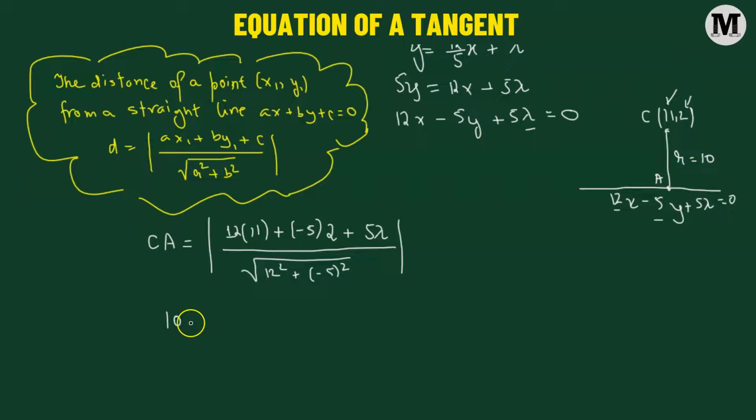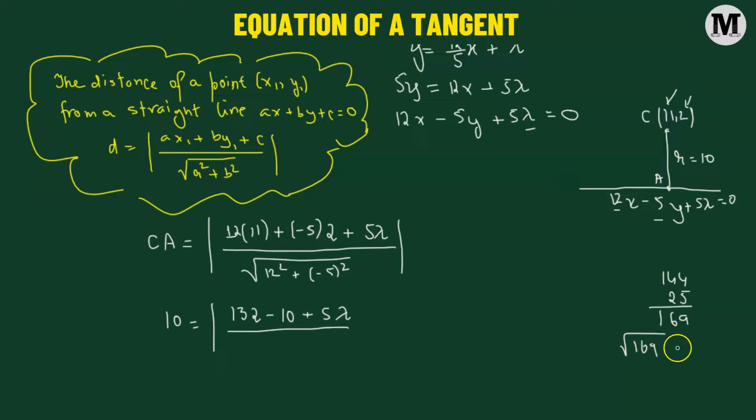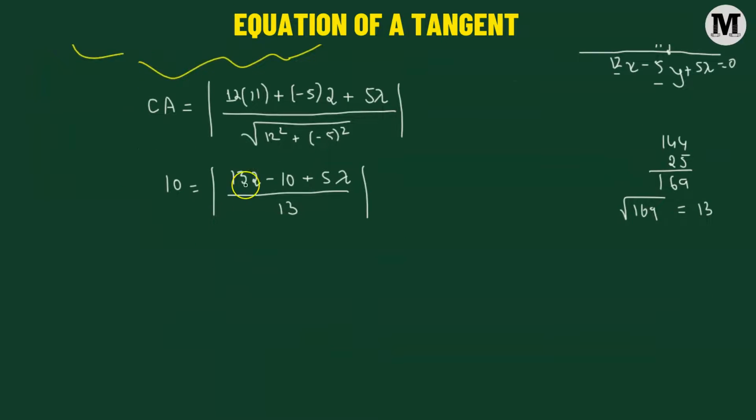So that means 10 must be equal to the absolute value of 12 times 11, which is 132, minus 10 plus 5 lambda, divided by the square root of 12 squared, that is 144, plus negative 5 squared, that is 25. That gives us 169, and the square root of 169 is 13. So we get 13 in the denominator. Further simplification gives us the absolute value of 5 lambda plus 122 equals 130.